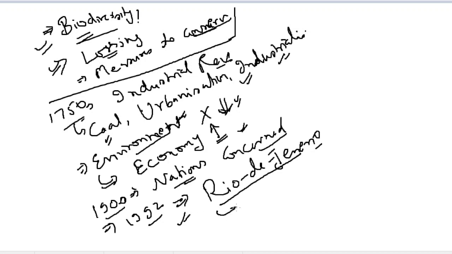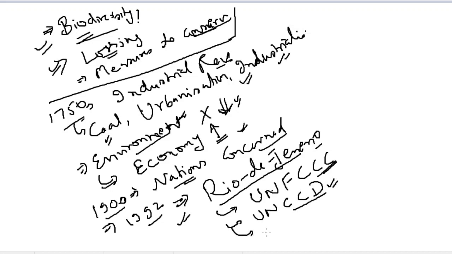There were majorly three or four outcomes. I have already discussed them previously with you, but let me just list them out. The United Nations Framework Convention on Climate Change was one of the major outcomes. Then the UN Convention to Combat Desertification was also one of the major outcomes. The United Nations Convention on Biological Diversity was also one of the major outcomes. Here we will discuss more about this in this lecture.